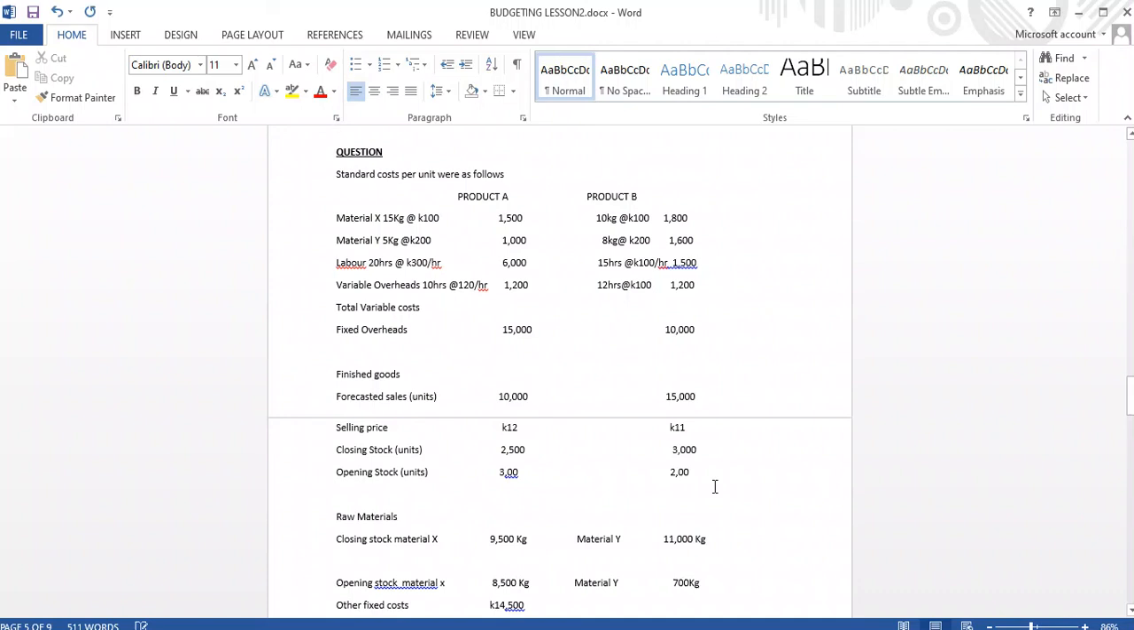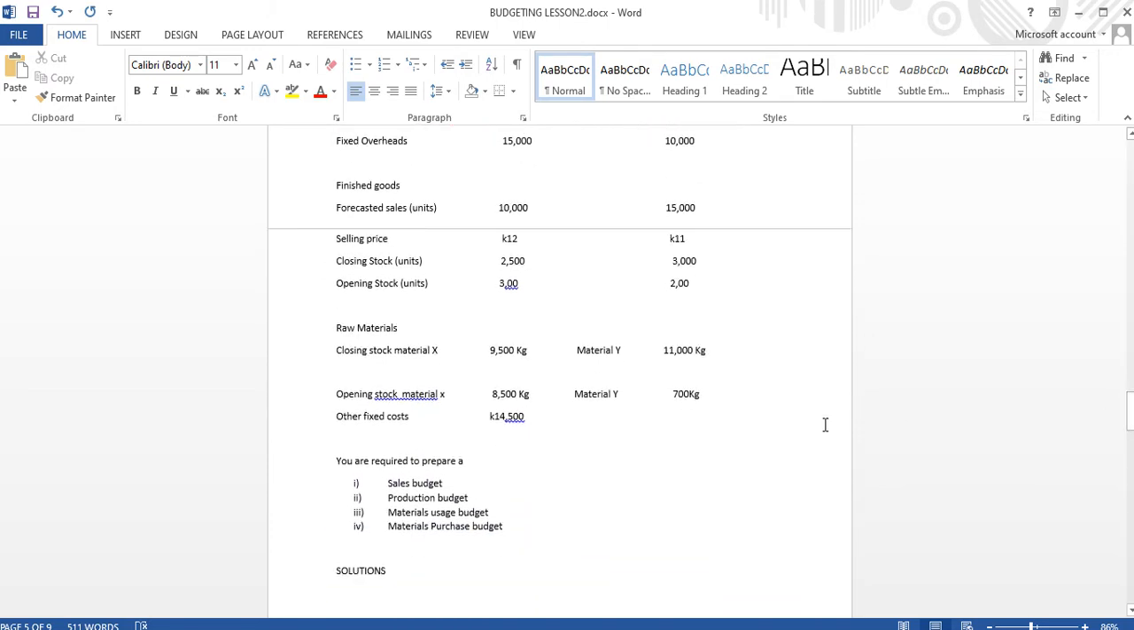All right, so we are looking at budgets. We've been given information for a certain company which produces two products, product A and product B. Let's just read what the question is asking us to do. The question has told us you are required to prepare a sales budget, a production budget, a materials usage budget, and a materials purchase budget.